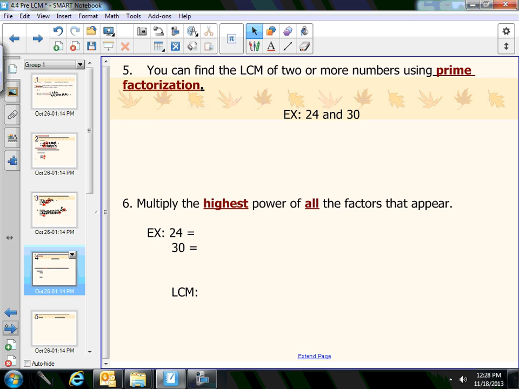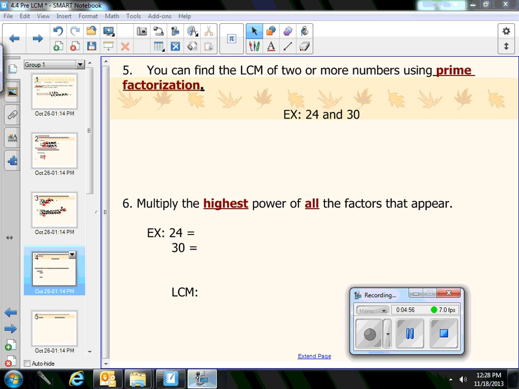So as we go onto the next screen, number 5, you can find the LCM of 2 or more numbers using prime factorization. But first, pause the video and find the prime factorization for 24 and 30 and list it in number 6. You can either do the factor tree or you can do the upside down division, L method.